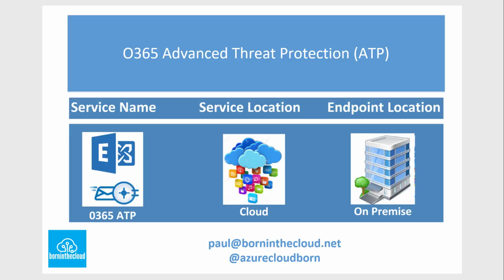This is part of the Microsoft Cloud Security for the C-Level book by Paul Keely. The service name, Office 365 ATP, is a cloud service that is going to be enabled and used to protect your Office 365 environment. And the endpoint location for this will ultimately be your on-prem, your users, desktops, laptops, etc. That will prevent threats hitting them through email, etc.